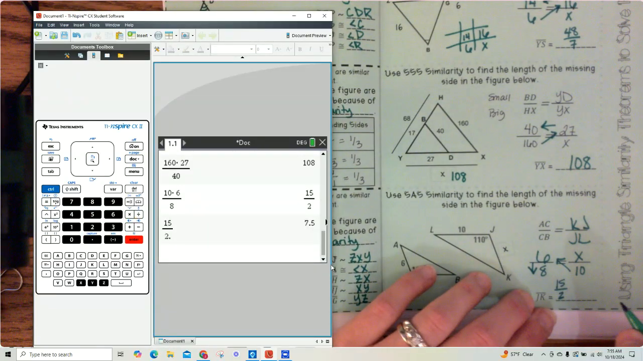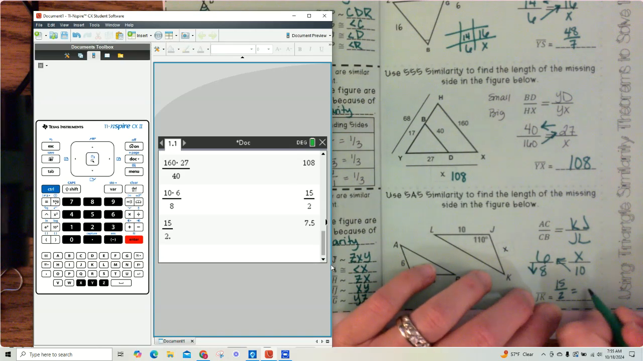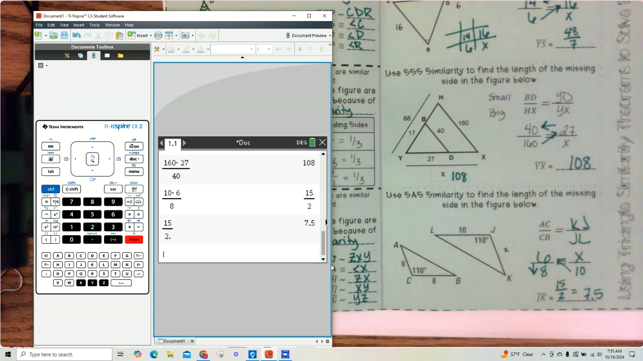This one is a nice decimal. So for this one, I'm okay with putting 7.5 because it's a terminating decimal. It ends. It doesn't repeat forever and ever. So that's it for this set of notes.